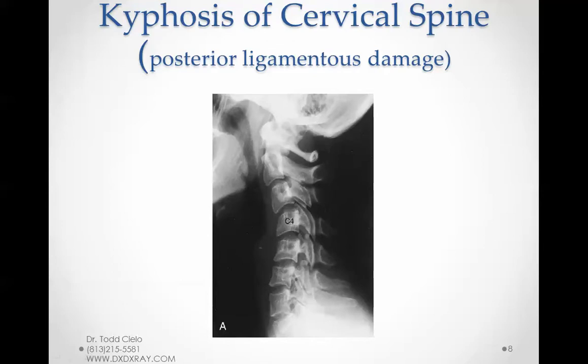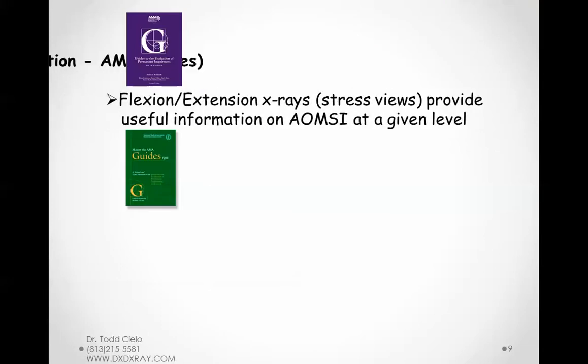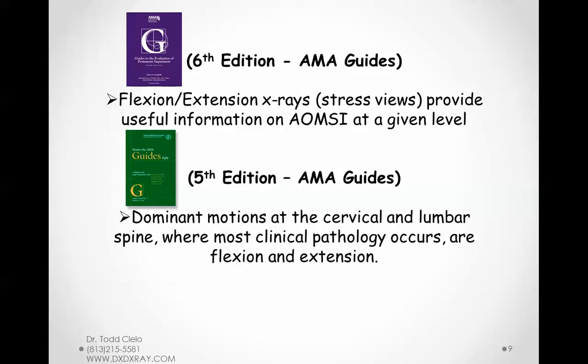So if we go into flexion and extension, we're going to make this look uglier, make this look uglier, and possibly this look uglier in extension, because we want to promote stress. That's what the AMA guidelines want, are stress views. So the 6th edition AMA guidelines say flexion extension x-rays provide useful information of AOMSI. AOMSI is alteration of motion segment integrity. Fancy words for ligament laxity. But you can see that they're utilizing flexion extension. 5th edition AMA guides: dominant motions at the cervical and lumbar spine, where most clinical pathology occurs, are flexion extension. Same stuff. Different verbiage, same stuff.